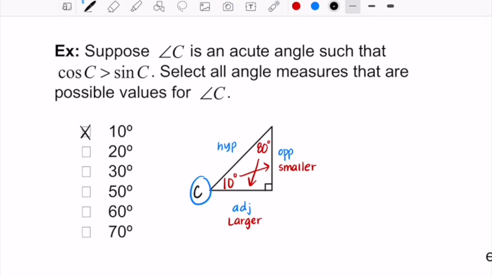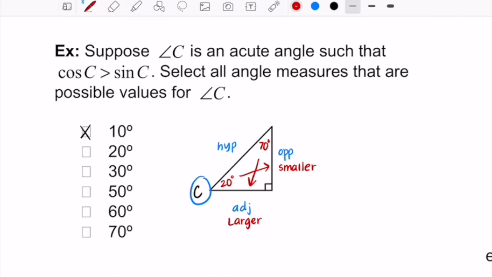And so going through to answer the rest of the questions, you just need to switch out the numbers. You don't actually have to switch out any of the labels on the picture just yet. So I very carefully erased the angle measures, and now I'll do the same for 20. If angle C were 20 degrees, that means the other acute angle would have to be 70 degrees, and then the smaller and larger labels would still apply.